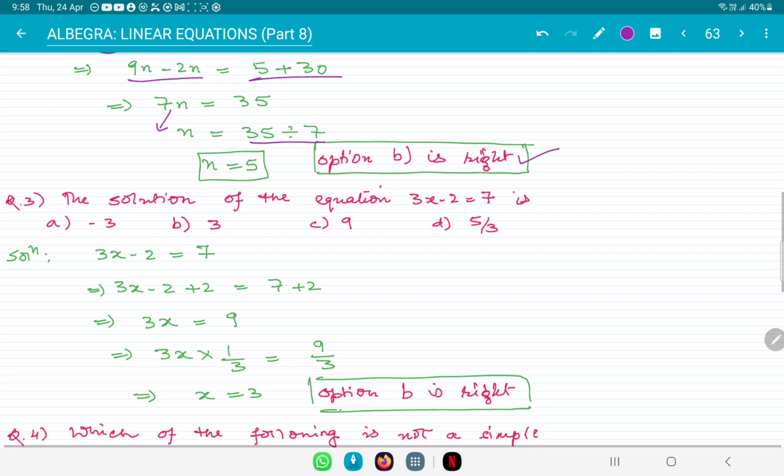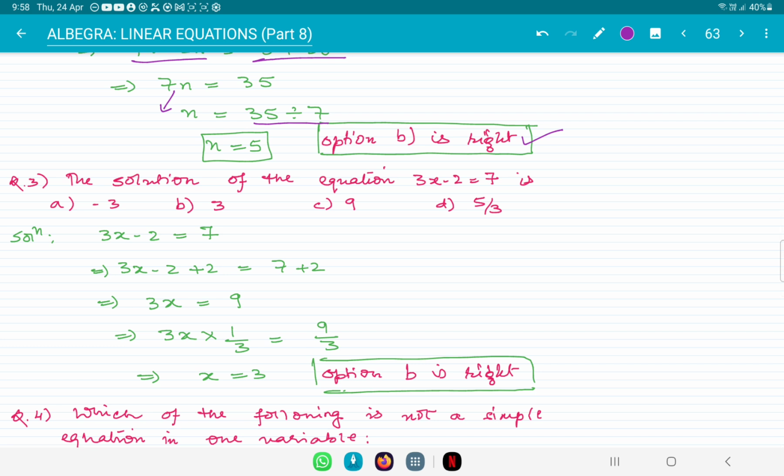Now the third question. The solution of the equation 3x minus 2 equals 7 is. So here we have to find only the solution. Okay. So we will use the same method. First, variables on one side and constants on the other, then make the coefficient of the variable 1, and find the value of x. So since 3x minus 2 equals 7, for eliminating -2 we will add +2, and this +2 will be added on both sides.